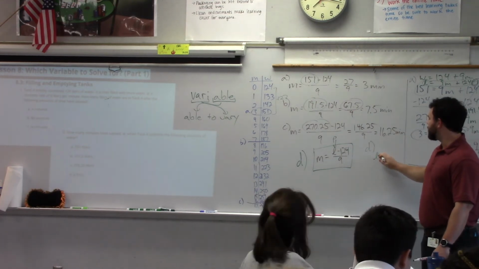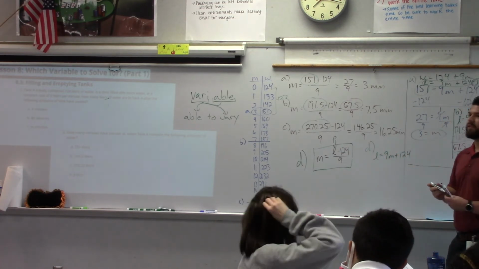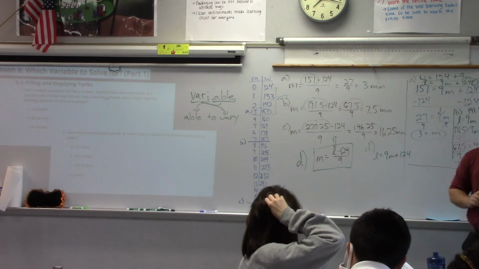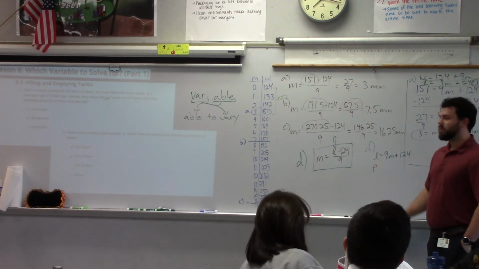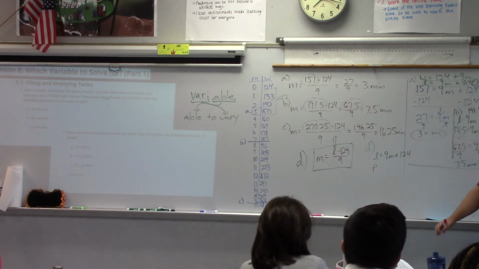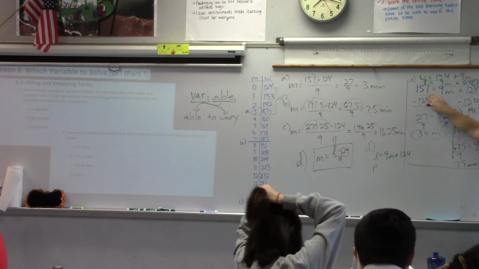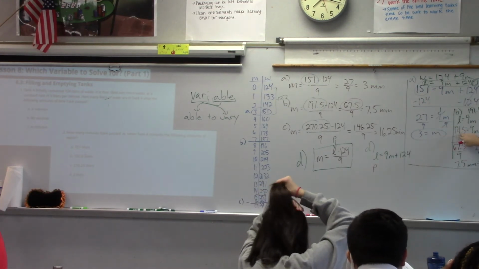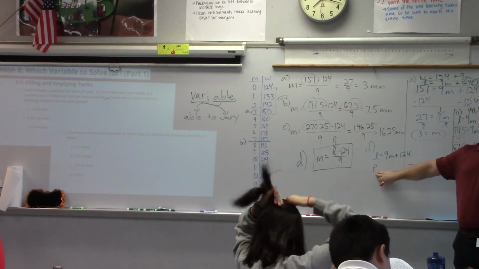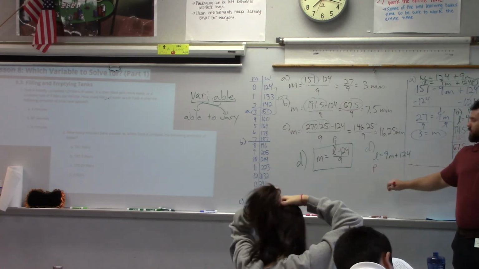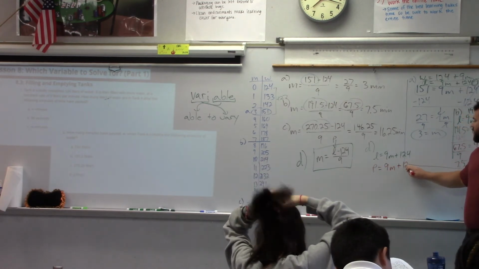How many liters do we have in D? P, the number of liters. So what's that P going to get substituted in for? The number of liters. Notice how 151 was substituted in for the number of liters, and then 191.5 was substituted in for the number of liters. So P is going to get substituted in for the number of liters. Okay, so that equals 9m plus 124.